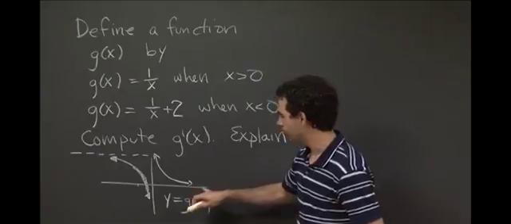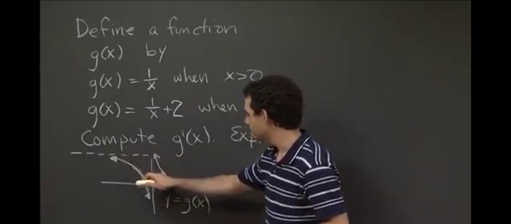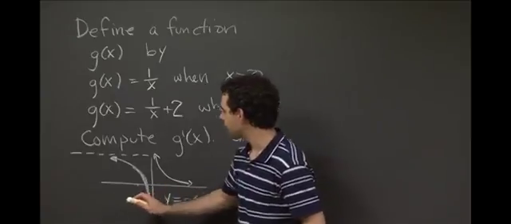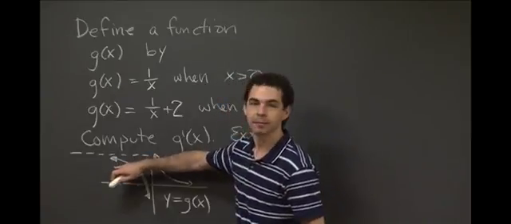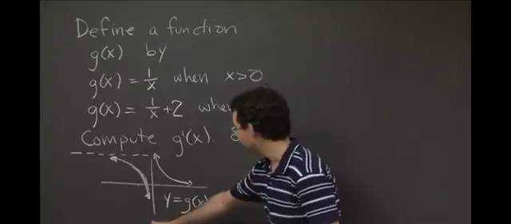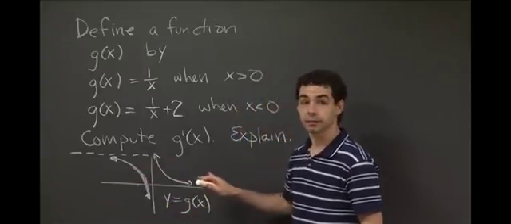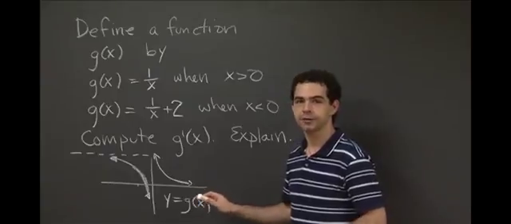So I've got a little graph here of the function. When x is positive, it's just your usual y equals 1 over x. But when x is negative, I've shifted it up by 2. So this is a perfectly good function. It's not defined at 0. OK? So what I would like you to do is to compute the derivative of this function wherever it's defined.